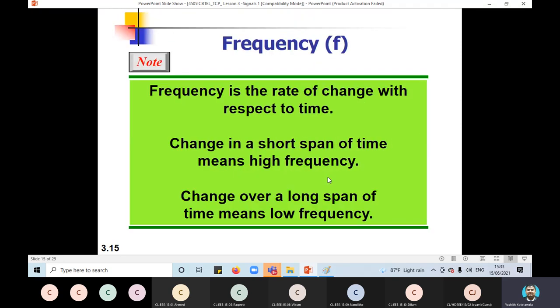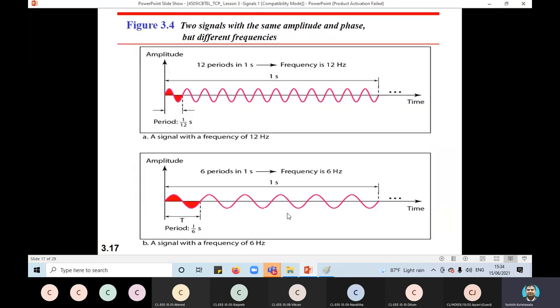Now go back to the statement. Change in a short span of time means high frequency. Change over a long span of time means low frequency. When it comes to high frequency, think about the changing time span. From this point onwards, you get a change, another cycle. Then you fulfill the same T gap, capital T gap. Then again, it has a change. Then again, it has a change. Again, it has a change. So every capital T time duration, you get a change.